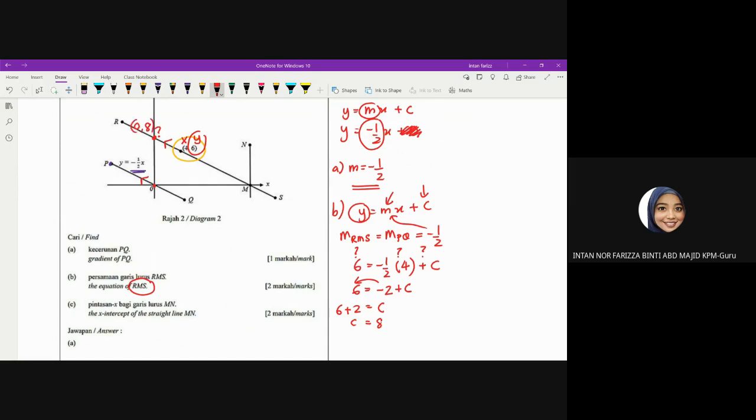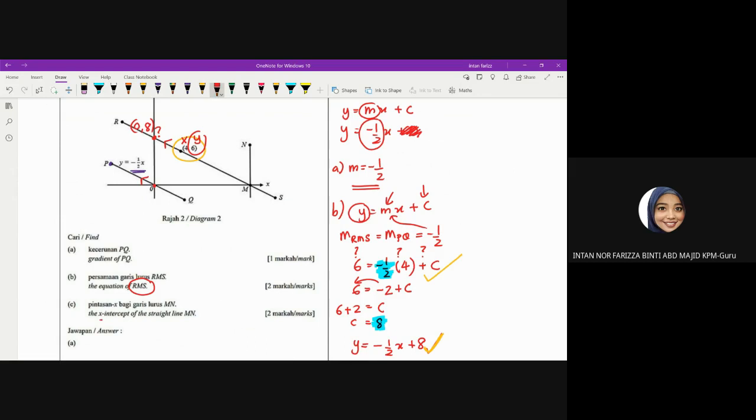Okay. All right. So now we have the m. Mana tadi m? m is this one. Okay. And we have the C. So we can write the complete equation already. So we're going to write y equals negative 1 over 2 x plus 8. That's, yeah. Okay. All right. So marks will be given when I see the correct substitution of y, x, and m, and the correct equation here. 2 marks.